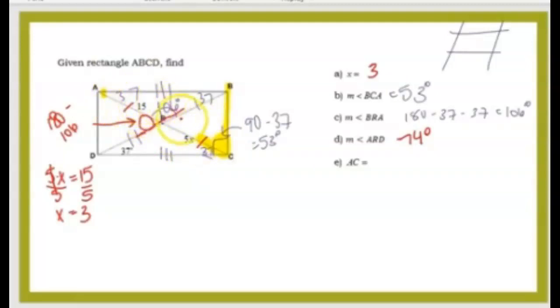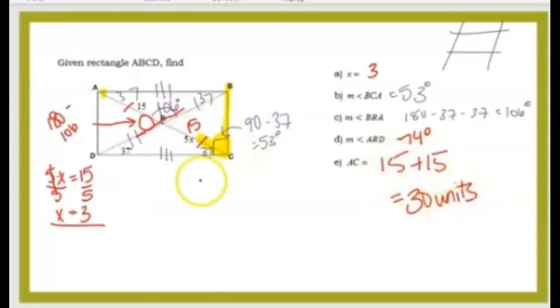So that's 15, and this is 15 also, which we know it is because 5 times 3 is 15. So the whole thing would be 15 plus 15, which is 30. 30 units. Whatever the units might be. We don't know if it's inches, centimeters, feet, miles.